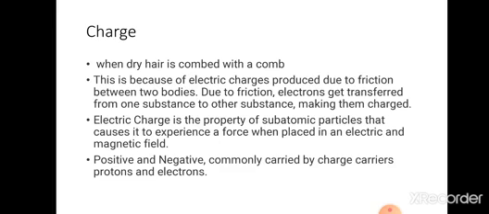Now how are these electrical charges produced? They are produced due to the friction between two bodies. For example, you're combing your dry hair with a comb. So there is friction between the comb and your hair, right? That friction leads to the crackling sound. And because of the friction, the electric charges are produced. Due to the friction, the electrons get transferred from one substance to another substance, making them charged.